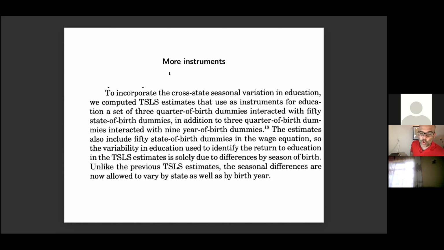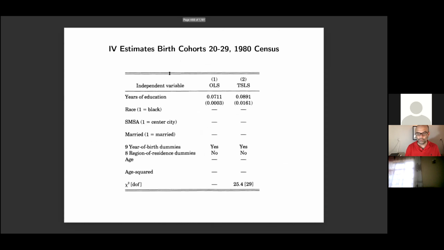Let me read this. To incorporate the cross-state seasonal variation in education, we computed 2-stage least squares estimates that use as instruments for education a set of 3 quarter-of-birth dummies interacted with 50 state-of-birth dummies, in addition to 3 quarter-of-birth dummies interacted with 9 year-of-birth dummies. The estimates include 50 state-of-birth dummies in the wage regression. So the variability in education used to identify the returns to education is solely differences by season of birth. Unlike the previous 2-stage least squares estimates, the seasonal differences are now allowed to vary by state as well as by birth year. What does that mean?